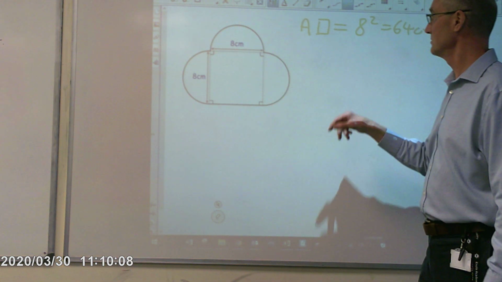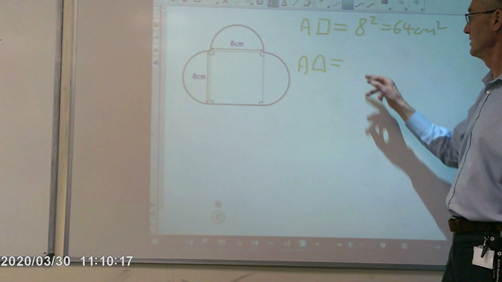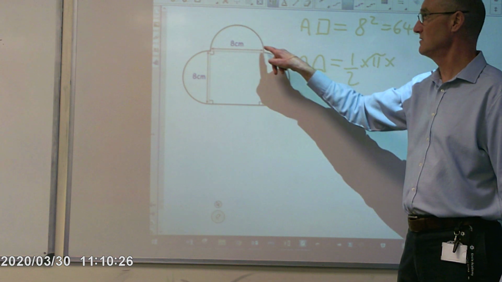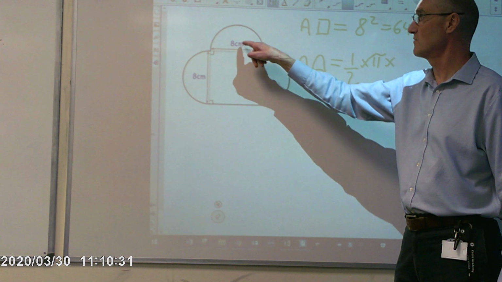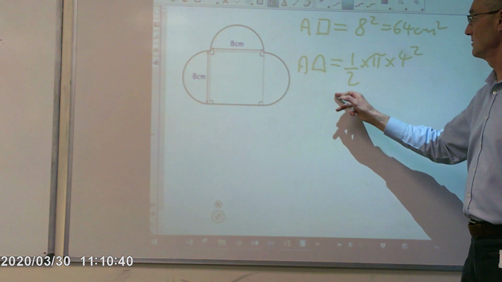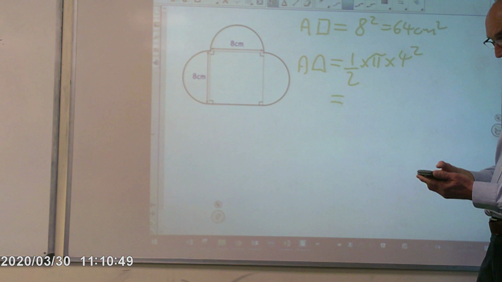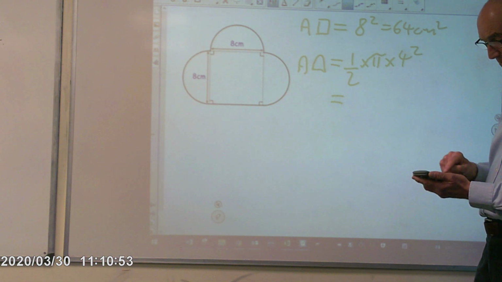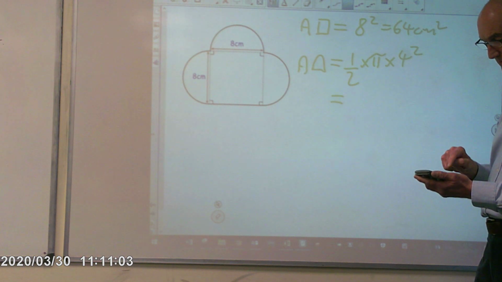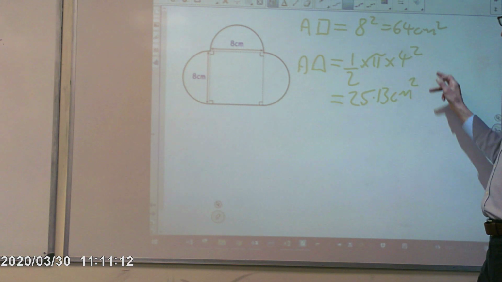Now each of those semicircles, don't forget there's 3 of them, but each individual semicircle is going to be a half times pi times r squared. Now the diameter, the d, is 8 centimetres all the way across. Half of that, the radius, is going to be 4, so it's 4 squared, which we know is 16. So for each of those semicircles, our area is going to be 16 multiplied by the value of pi, and then divided by 2. So each semicircle is 25.13 centimetres squared. That's to 2 decimal places.